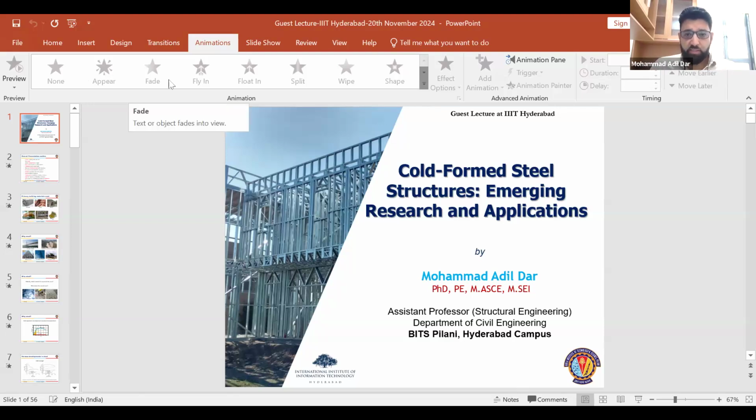As the title suggests, cold formed steel structures. I believe that most of us may not be familiar with the term cold formed steel structures compared to its counterpart, that is hot rolled steel structures.